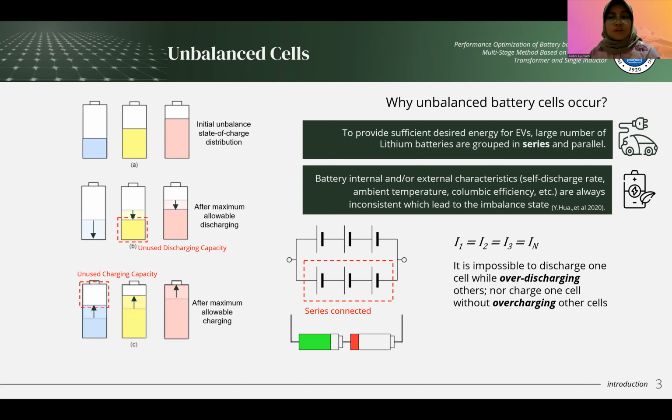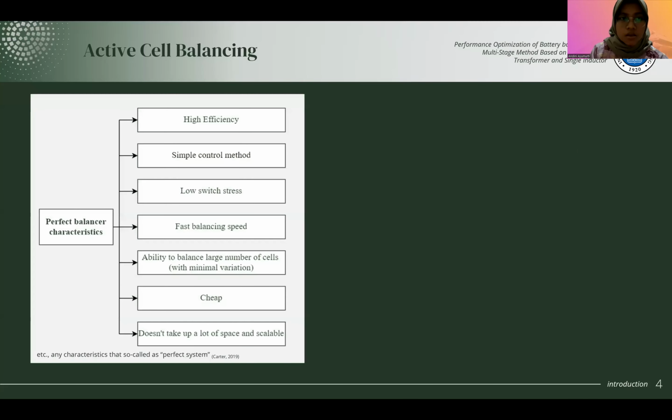And of course, we don't want this to happen, since over-discharging and overcharging would affect efficiency, and the unused discharge capacity and unused charging capacity would affect efficiency too in the overall energy system. So we have to notice that the balancing system is very important in the battery management system.